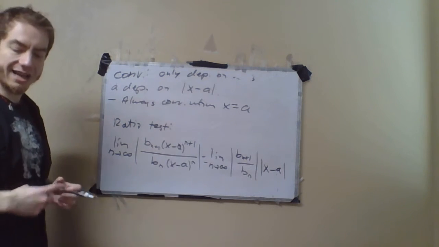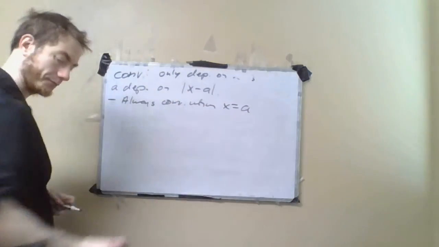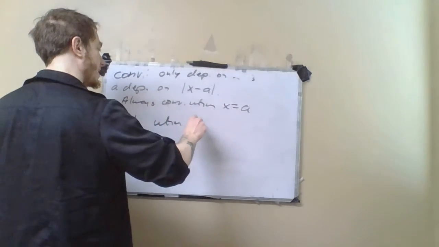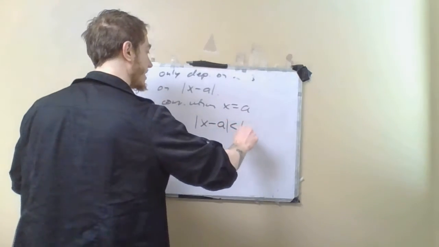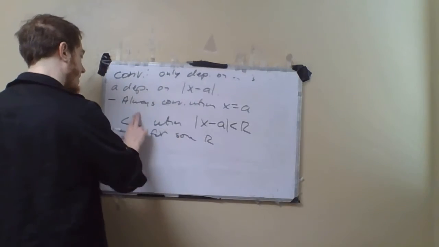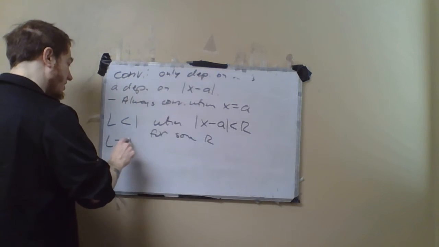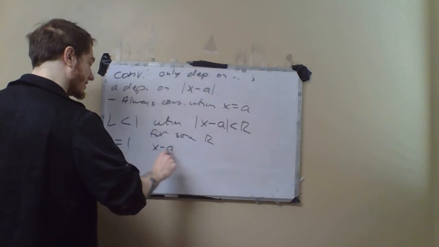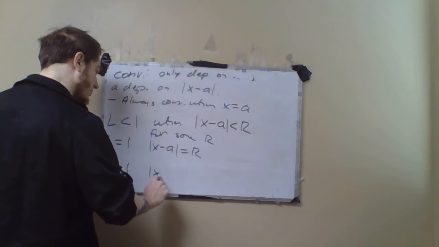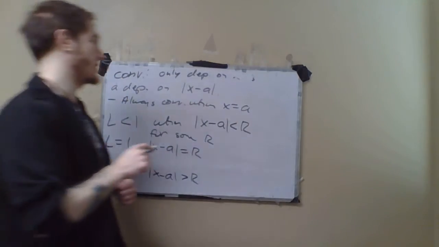Okay, so it will always converge when x is equal to a. But the other thing that we can say is that L will be less than or equal to 1 when the absolute value of x minus a is less than r for some r. L will be equal to 1 when the absolute value of x minus a is equal to r, and then L will be greater than 1 if the absolute value of x minus a is bigger than r.